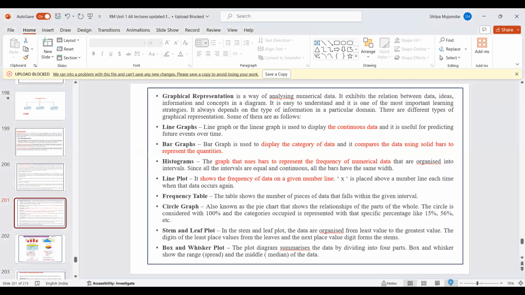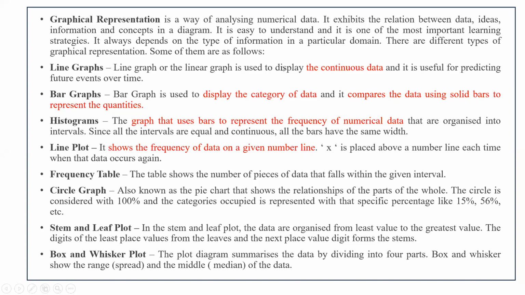In the last lecture, we have seen how many types of data representation there are. There are two main types, actually four main types, and one is graphical representation. In that, of course, the data is represented in the form of a graph or a diagram. This graphical representation is divided into 8 different types of graphs.